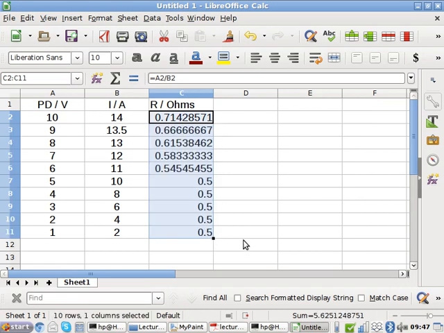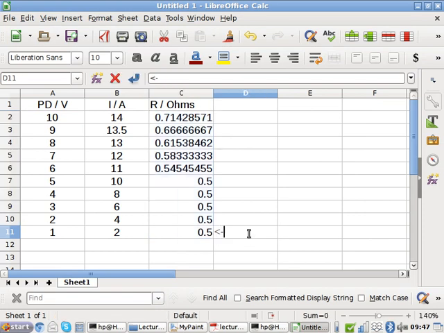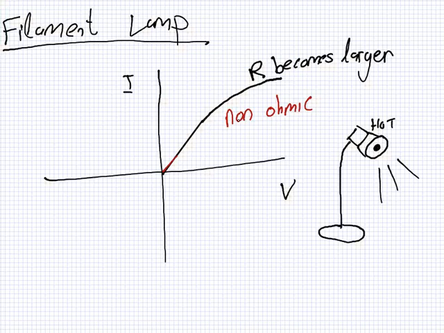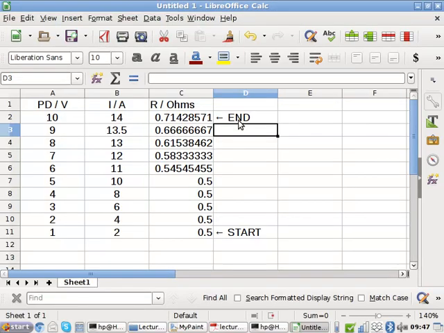Decrease? Yes, decrease. But remember, on the graph we go from small voltage to big voltage. So this is actually where we start on the graph. Voltage is 1. And as we increase the voltage, the R gets bigger. Yeah, that's okay. Now, the last thing, which is the smallest and which is the biggest? 0.5 to 0.71.